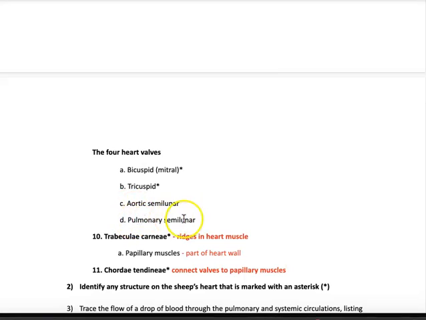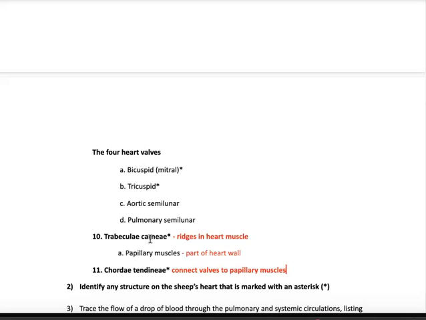So the pulmonary semilunar is between the right ventricle and the pulmonary trunk and pulmonary artery. The aortic semilunar is between the left ventricle and the aorta. Again, learning these in the context of the order that blood flows through the heart is the way to do it. I've gone over it. There's also a video you can watch.